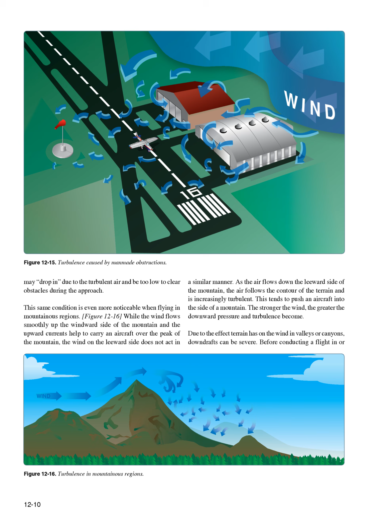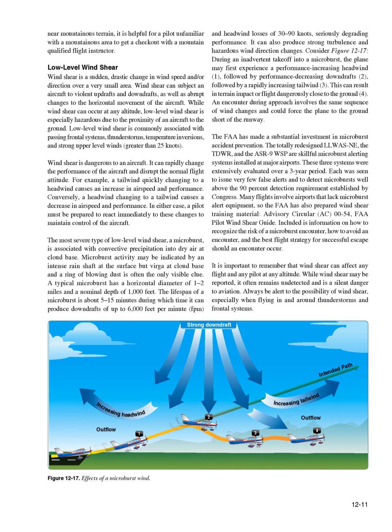As the air flows down the leeward side of the mountain, the air follows the contour of the terrain and is increasingly turbulent. This tends to push an aircraft into the side of a mountain. The stronger the wind, the greater the downward pressure and turbulence become. Due to the effect terrain has on the wind in valleys or canyons, downdrafts can be severe. Before conducting a flight in or near mountainous terrain, it is helpful for a pilot unfamiliar with a mountainous area to get a checkout with a mountain-qualified flight instructor.